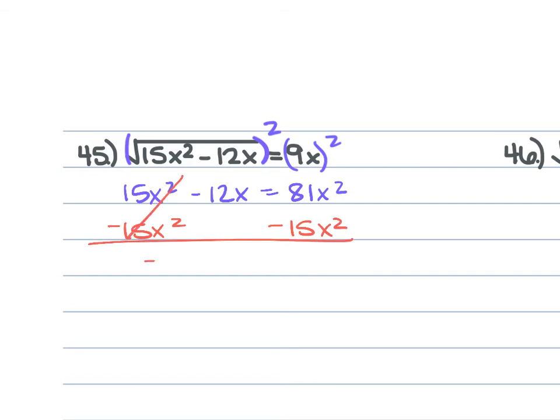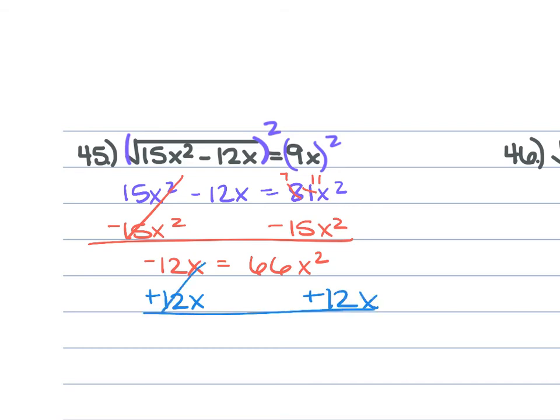So we are going to be left with negative 12x is equal to the 81 minus 15. The 1 turns into an 11, the 8 turns into a 7. So that's 66x squared. From here, we can go ahead and move the 12x over, because we're going to factor this a little differently. So we're going to add this, and the only reason why I'm doing this is to make sure that my a, so the number in front of that x squared, is positive.